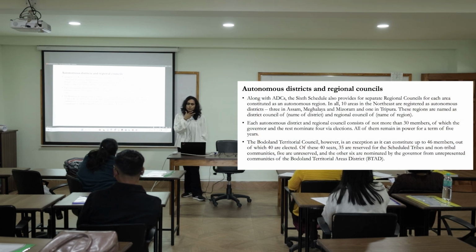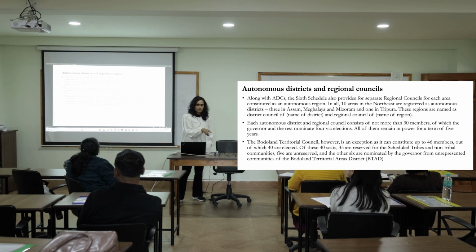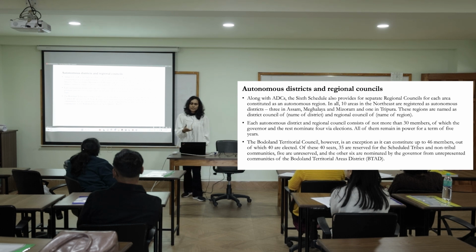So for the autonomous districts and regional councils, there are two different ways it was implemented. It was imagined as autonomous districts and also regions. For instance, the Bodoland Autonomous Council is a territorial council, which is a regional council, which has a territory within a larger state called Assam. But autonomous districts are different, which is very much in functioning in Meghalaya. So along with the ADCs, the sixth schedule also provides separate regional councils for each area constituted as an autonomous region.